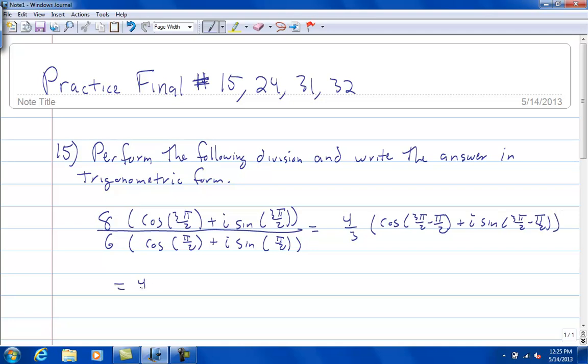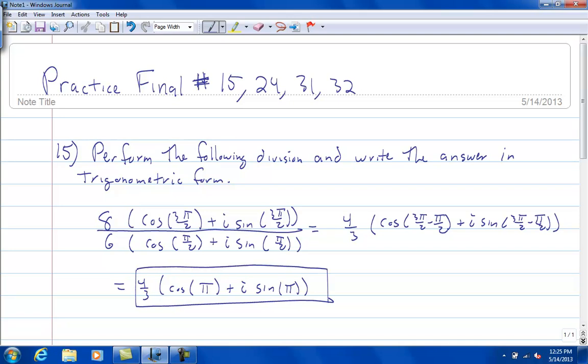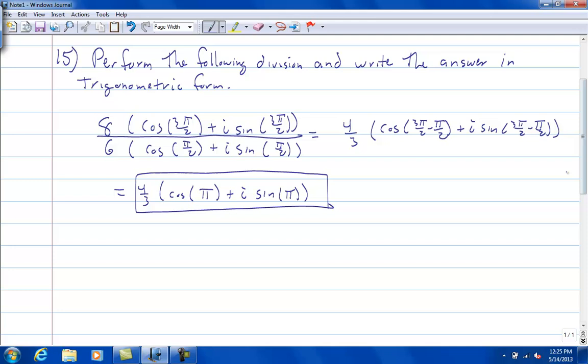So that is 4/3 times cosine of 3 pi over 2 minus pi over 2 is 2 pi over 2, which is just pi, plus I sine of, same thing, pi. And that does it for 15. Didn't ask for Euler's form, just asked for the trigonometric form. But Euler's wouldn't be hard, it'd be 4/3 e to the I pi. Okay.